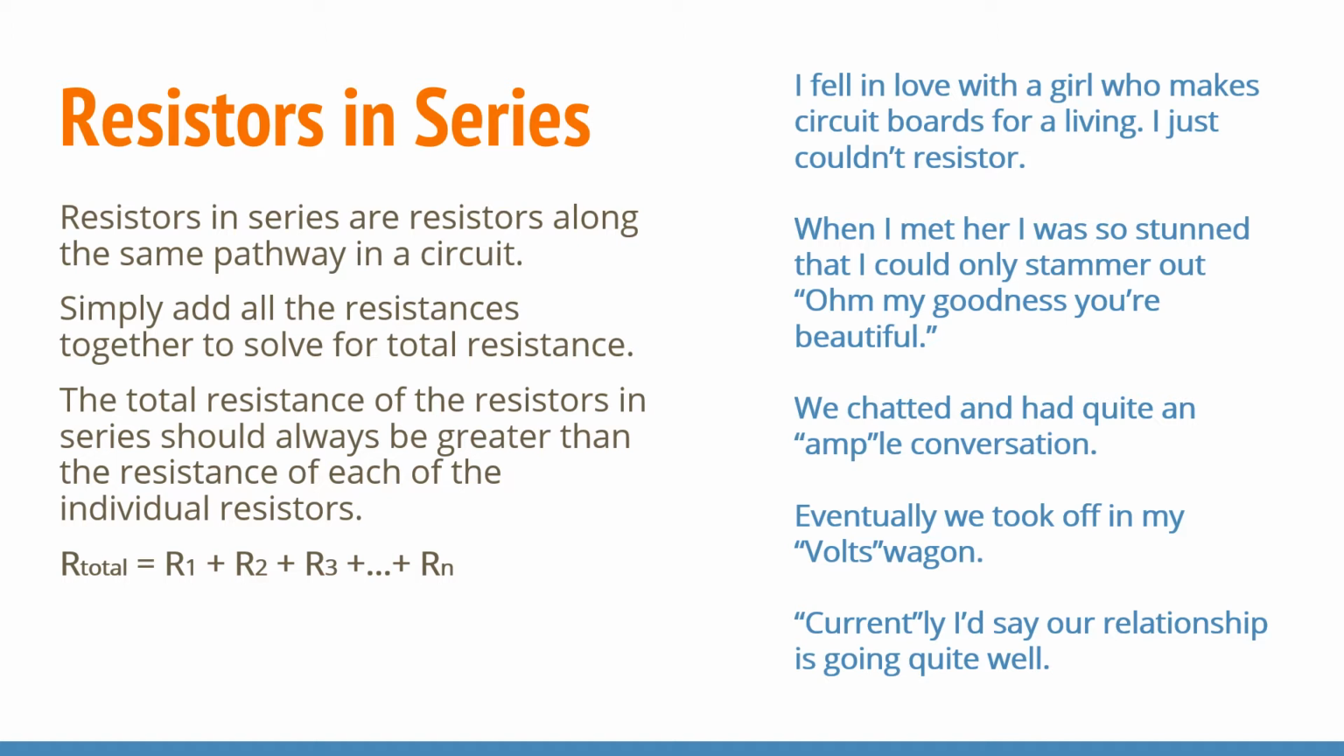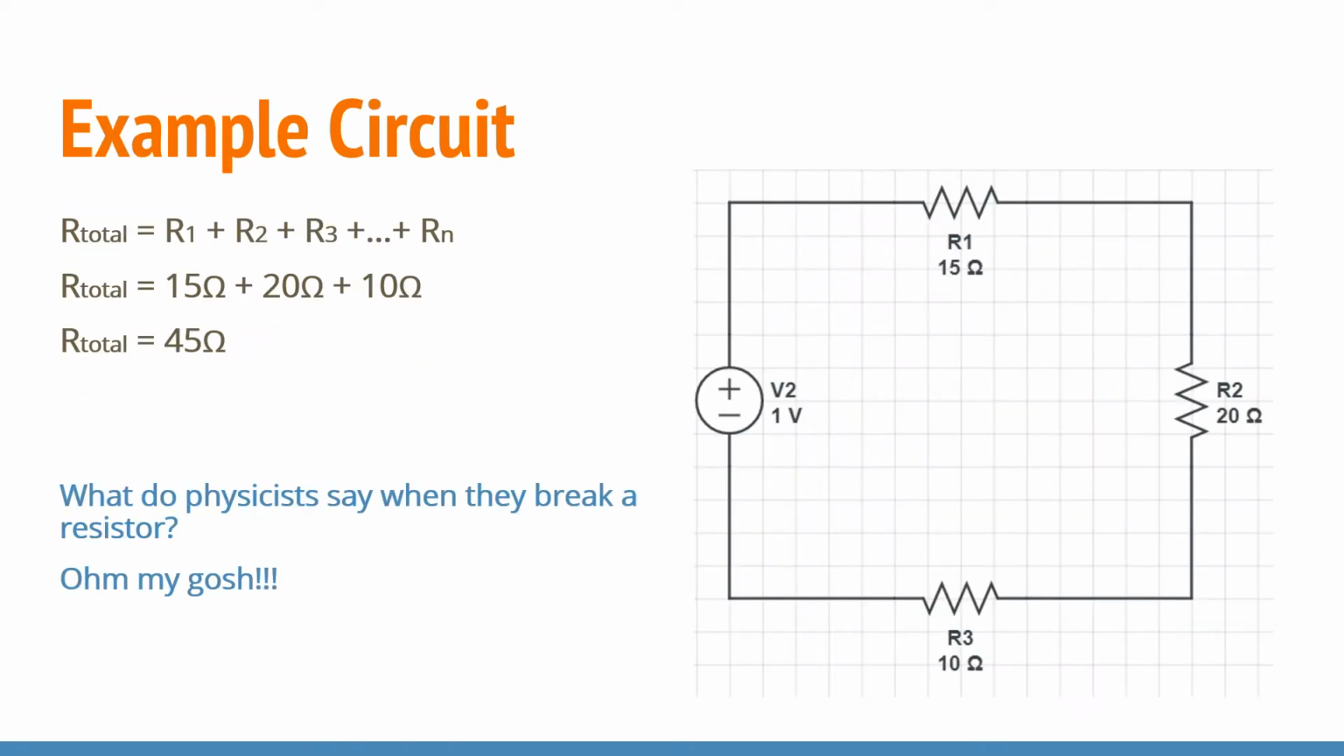The total resistance of the resistors in series is always going to be greater, since as the current flows through, it's going to hit one resistor and be limited, and then it'll hit another resistor and be limited. And that limitation will increase and reduce the total flow of the electricity through the circuit. Here's an example of a circuit with resistors in series.